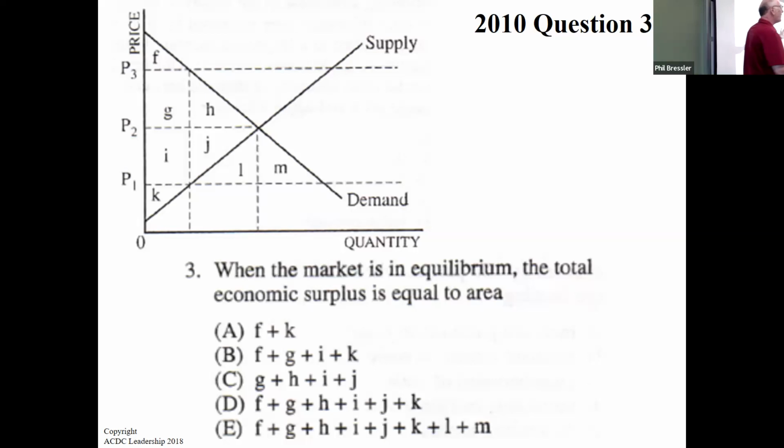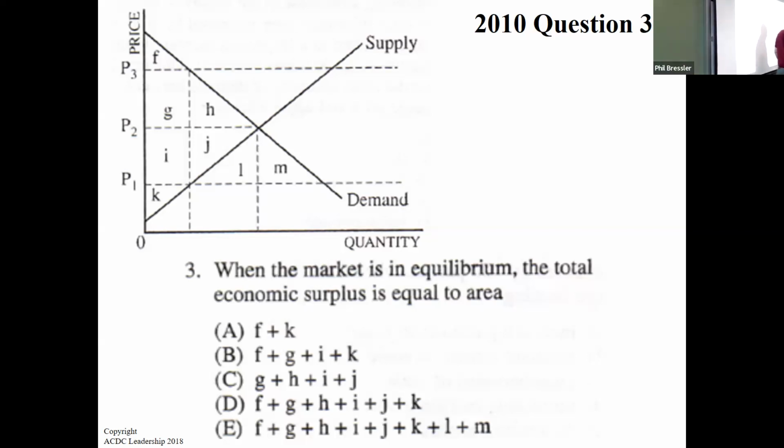Okay? The first question, anytime you have price controls, you got to ask yourself, is it binding or is it not binding? Now, if P3 is a price floor, it's binding. Consumer surplus is above the price, below demand: F. If P3 is a price ceiling, it's not binding. So then the equilibrium is P2, and it's above the price, below demand: F, G, and H.